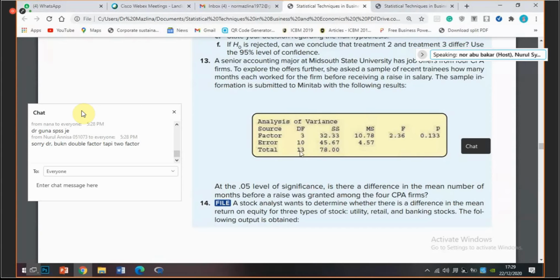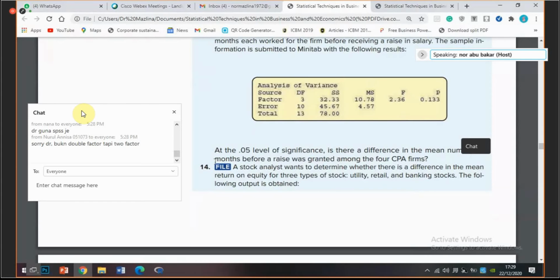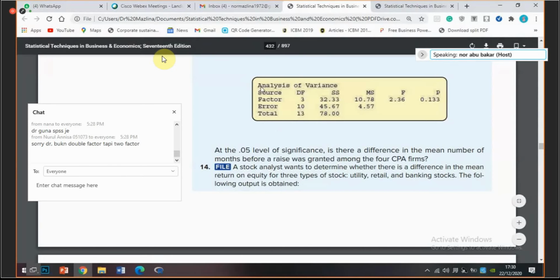That is the question. And another thing: is there a difference in the mean number of months before a raise was granted among the 4 CPA firms? Do you see? They are testing among the firms. So do you see the words 4 CPA firms? So that's why you have the factor here as 3, because 4 minus 1 is 3. Okay, and when you have this ANOVA table, you need to look at the F-test, 2.36.